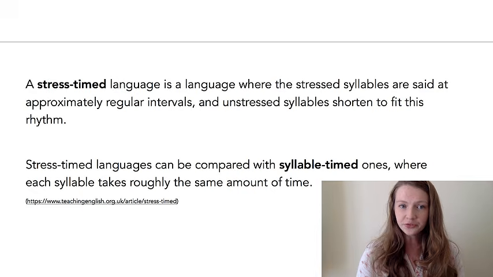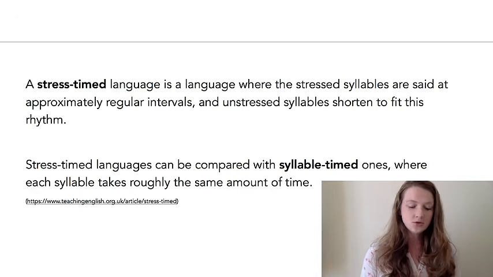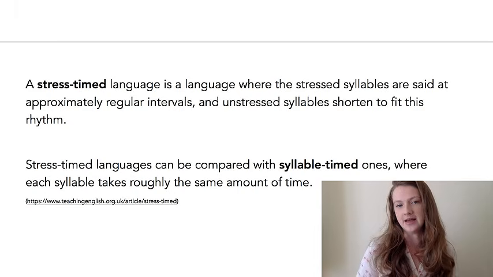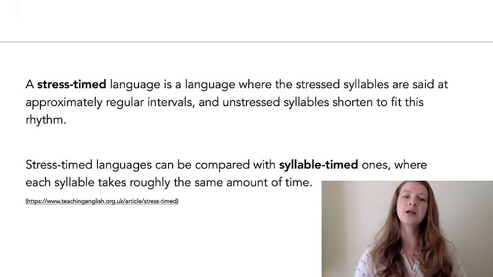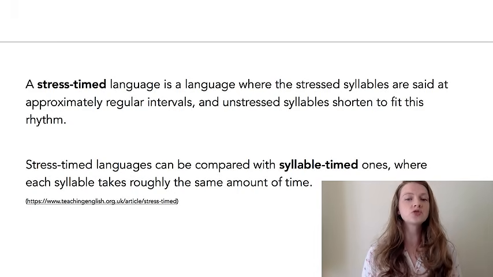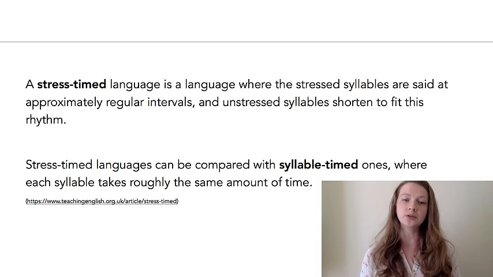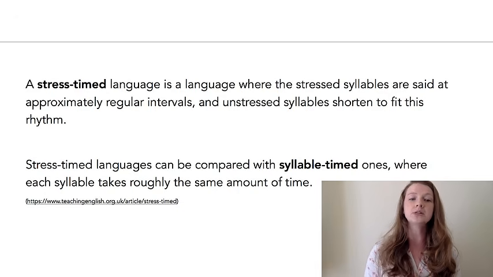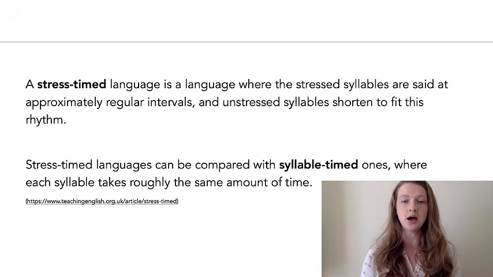So let's talk firstly about stress timed languages and syllable timed languages. So these two can be compared. A stress timed language is a language where the stressed syllables are said at approximately regular intervals and unstressed syllables shorten to fit this rhythm. Stress timed languages can be compared with syllable timed ones, where each syllable takes roughly the same amount of time.